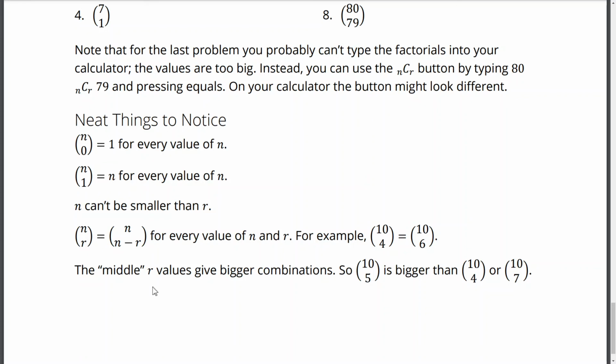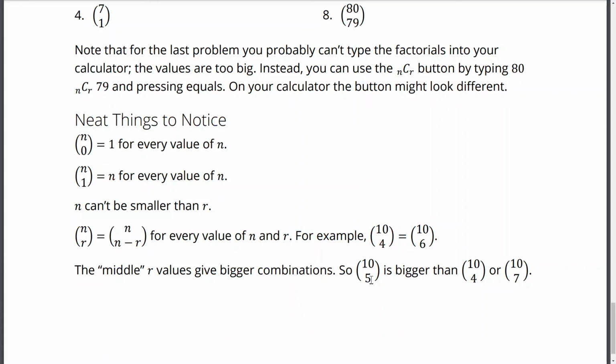And the last neat thing is that the middle r values, the ones that are closer to the middle of n, or the halfway value of n, those give bigger combinations. So 10 choose 5 is going to be bigger than 10 choose 4 or 10 choose 7. And it kind of makes a little hill. It starts off small, it gets big, and then it gets small again. And we already noted that it's symmetrical. We noted that in this idea right here. So it makes this nice sort of hill.